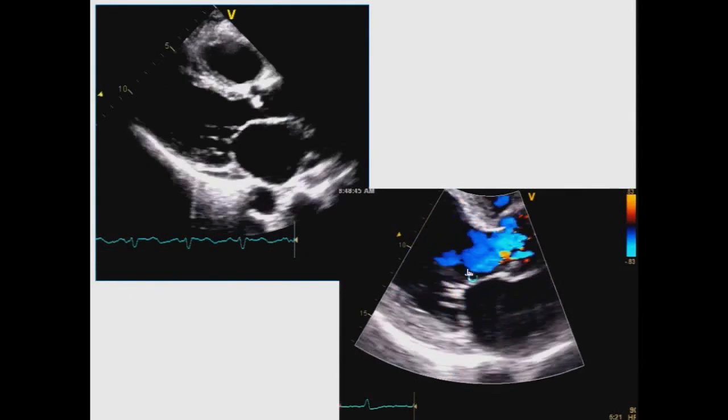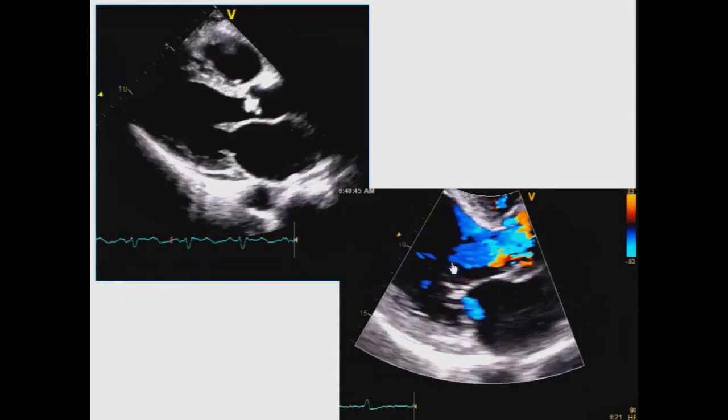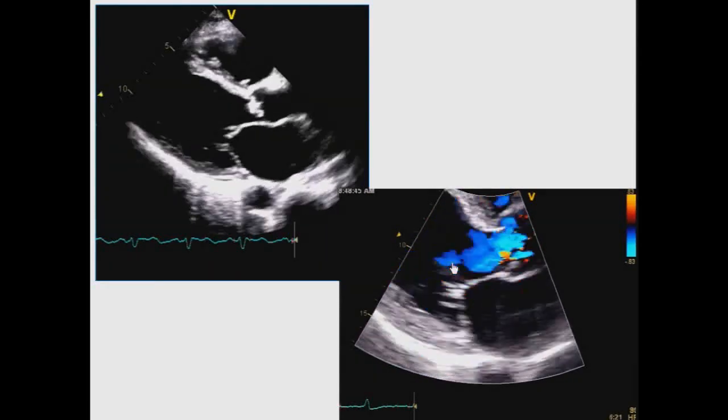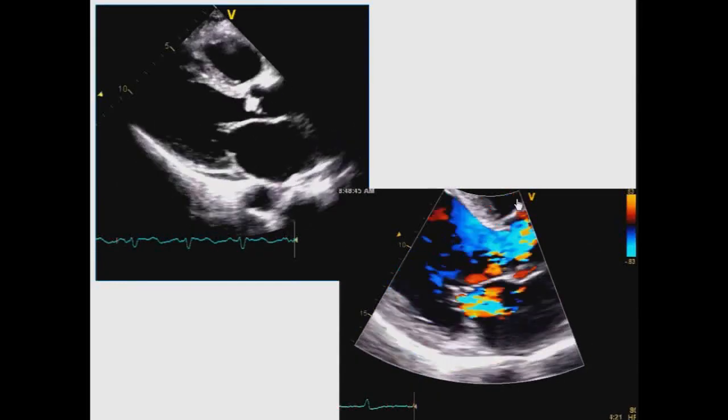So early closure of the mitral valve, as Dr. Kronzen has taught me over the years, serves to protect the pulmonary circuit from extremely high left atrial pressures.